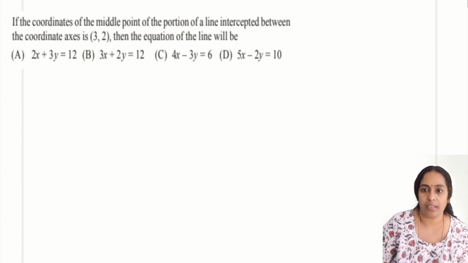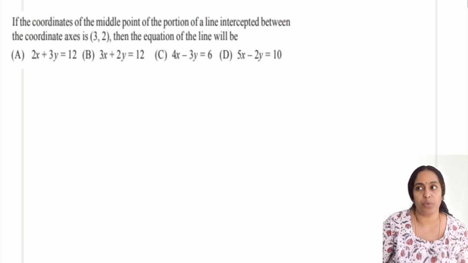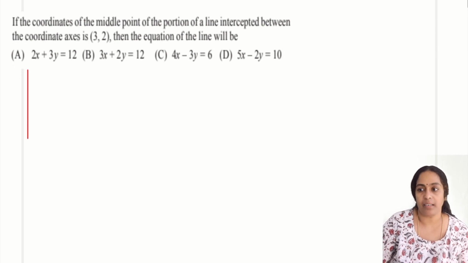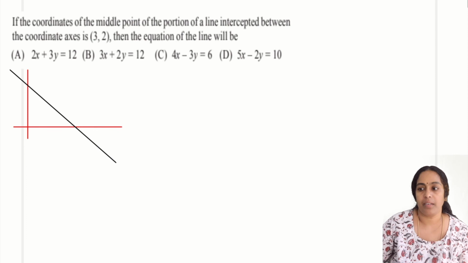So now the next question. If the coordinates of the middle point of the portion of a line intercepted between the coordinate axes is (3, 2), then the equation of the line will be. So the line intercepted between the coordinate axes, that is going to be this line. And the midpoint is given in the question, which is (3, 2).